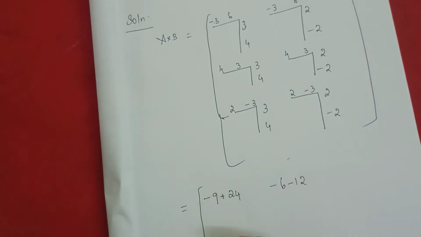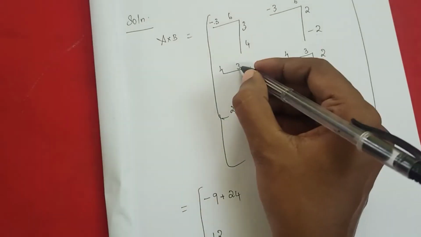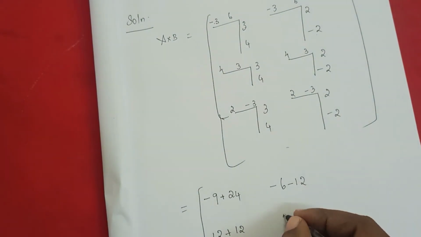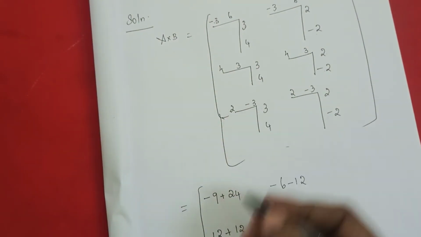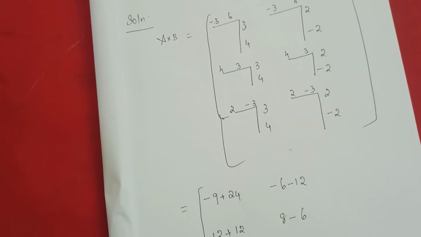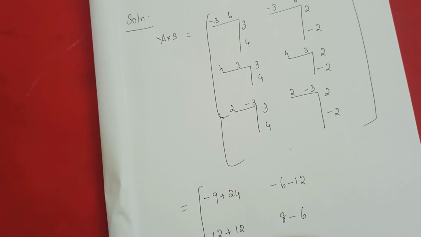Then same as this here. 4 into 3, 12. 3 into 4, 12. Then 4 into 2, 8. 3 into minus 2, minus 6. Then 2 into 3, 6. Minus 3 into plus 4, minus 12. Then 2 into 2, 4. Minus into minus, plus. Got it?